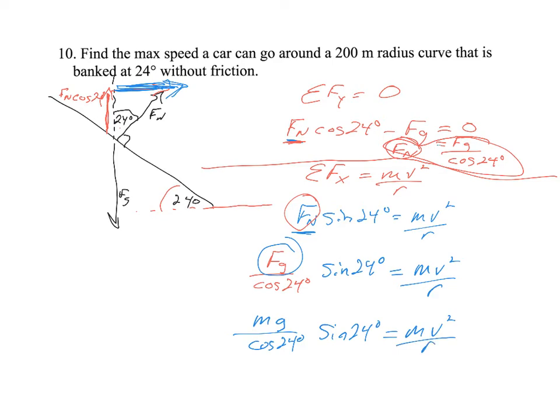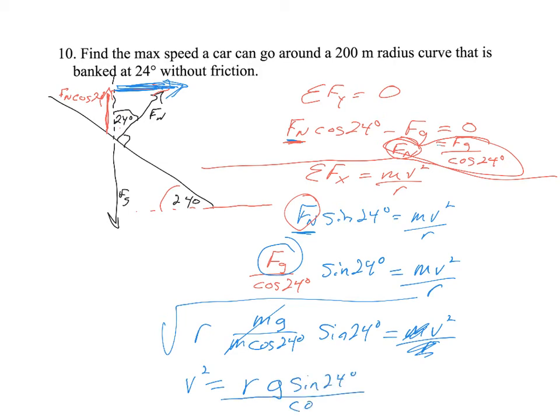And I'm trying to solve for velocity, yes? So let's multiply both sides by r, bye-bye. Divide both sides by m, bye-bye. And then we need to square root this whole thing because it's v squared. So I will rewrite that. V squared equals r times gravity times the sine of 24 degrees. And that whole thing needs to be divided by the cosine of 24 degrees. So let's do, and then we have to square root. This is quite a problem, isn't it?